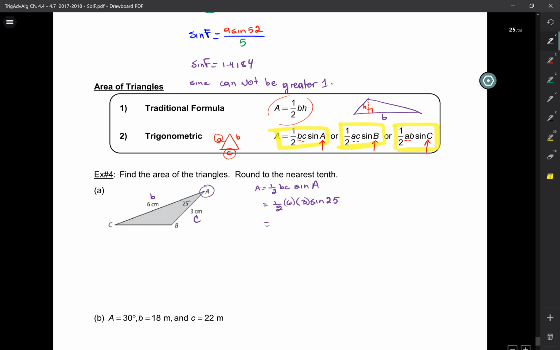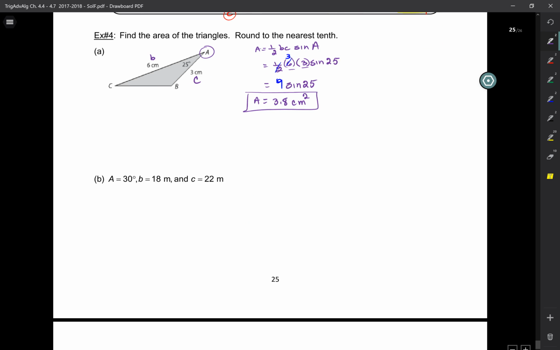Now, if you want to do some work beforehand and say half times 6 is 3, so this is really 3 times 3, 9 sine 25, you can do that. Or you can just plug it in from the get-go. And A is equal to 3.8. Remember, this is area. So the units have to be centimeters squared. You just multiplied two sides, so it has to be centimeters squared.